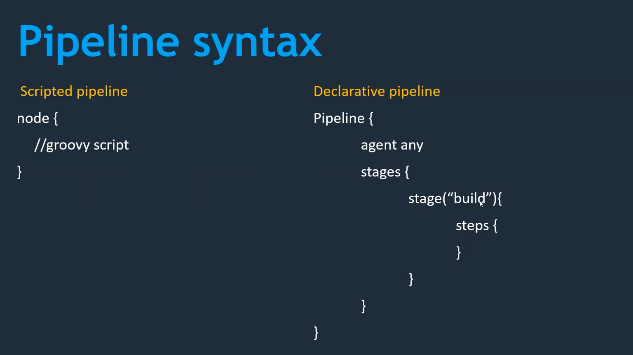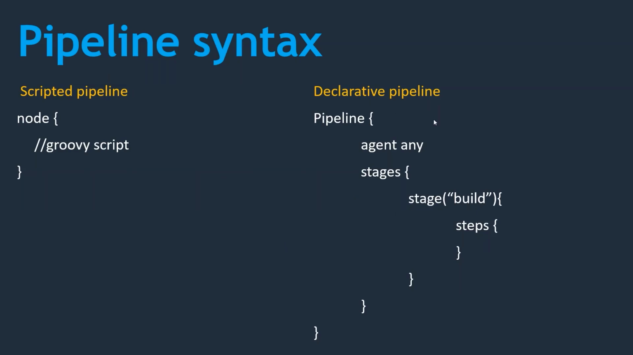It can be a variable, anything, you can give any name, but in the stage you need to define your steps. What do you want to do within the stages? This is how you can write it. So these are the syntaxes for scripted and declarative, but we are going to deal with the declarative.